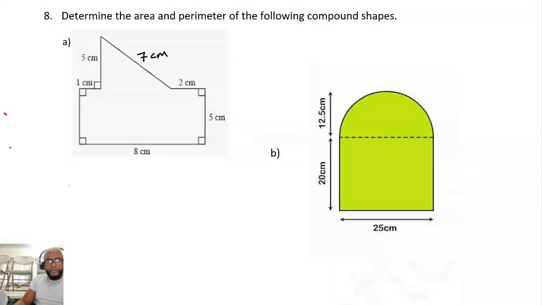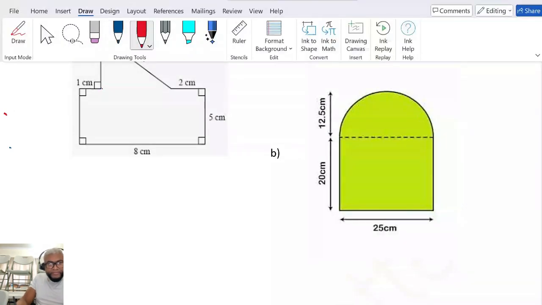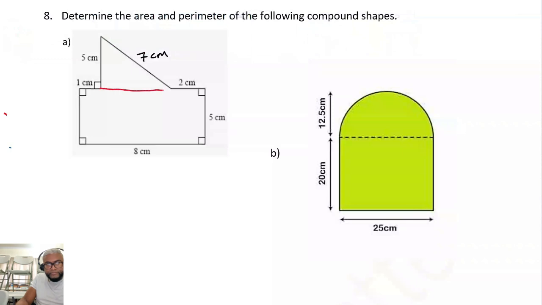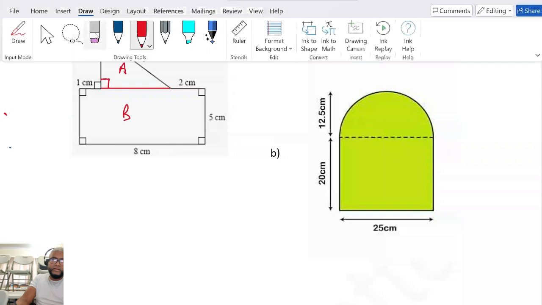Okay, so we're going to find the area and perimeter of the following compound shapes. I'm going to bust the shape here and put the line in red. What two shapes do you see here now, Joshua? A rectangle and a triangle. Call here A, call here B.